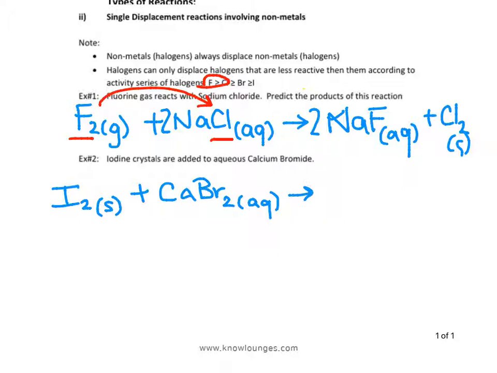Before I do all the work of figuring out the products, I want to check my reactivity series to see if this reaction actually proceeds. So I need to compare iodine to bromine this time. Remember, nonmetal to nonmetal. Those two are both down here at the end of my reactivity series. Bromine is the more reactive of the two. Bromine is already in the compound here. Therefore, I predict that no reaction will occur.